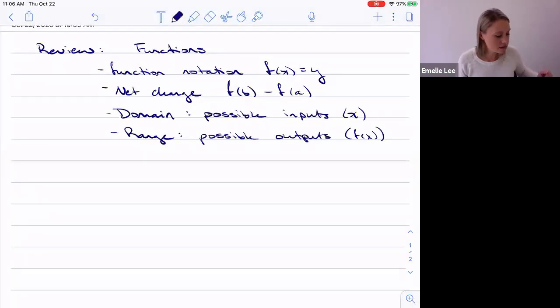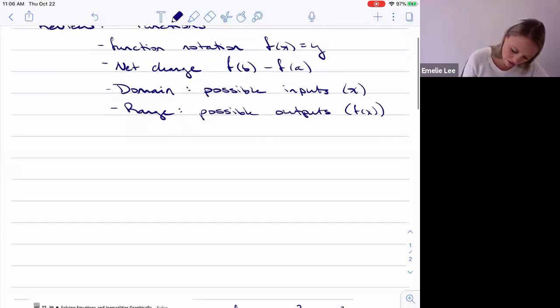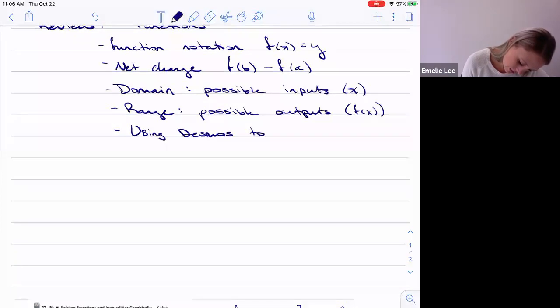Then we talked about graphing functions, right? Before, we graphed some straight lines, and we're going to graph one or two straight lines today. But in general, we're going to use Desmos to graph functions. So using Desmos to graph functions.